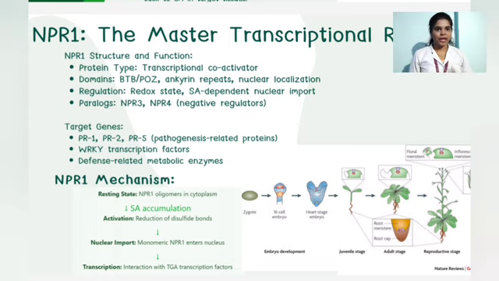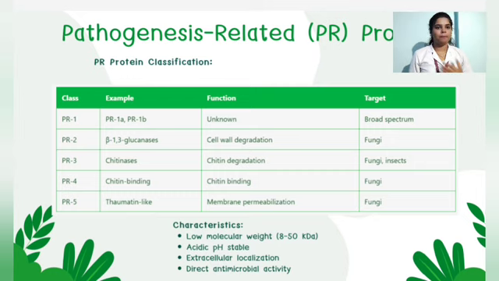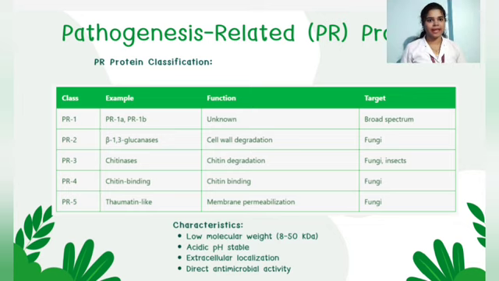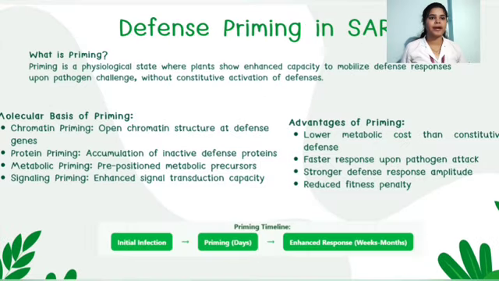Now we see about PR proteins. What are PR proteins? Pathogenesis-related proteins are called PR proteins. PR proteins are small, stable, antimicrobial proteins that directly attack pathogens. They are an important output of systemic acquired resistance. Now see priming in plants. Priming is when plants prepare their defense system without always keeping it active. It means they respond faster and stronger during future infections, saving energy compared to constant defense.